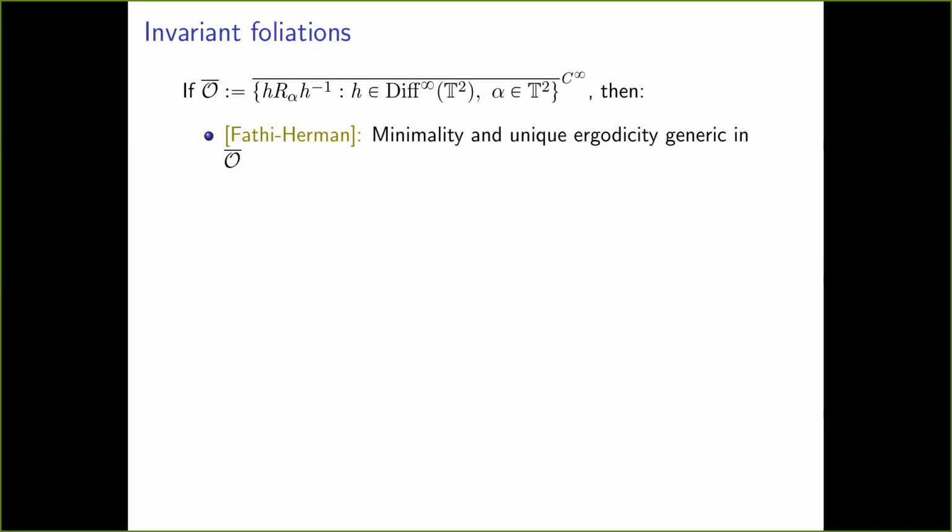But Albert Fathi and Michel Herman proved that minimality and unique ergodicity are generic properties in this space, in the Anosov-Katok space. And then with Andres, we showed that the non-existence of an invariant foliation is another generic property here. So that means that you have a lot of minimal, uniquely ergodic diffeomorphisms with no invariant foliation.